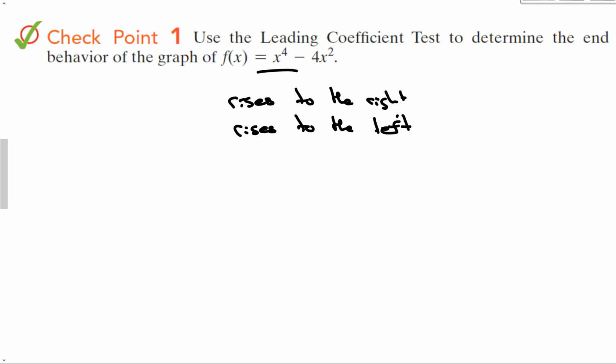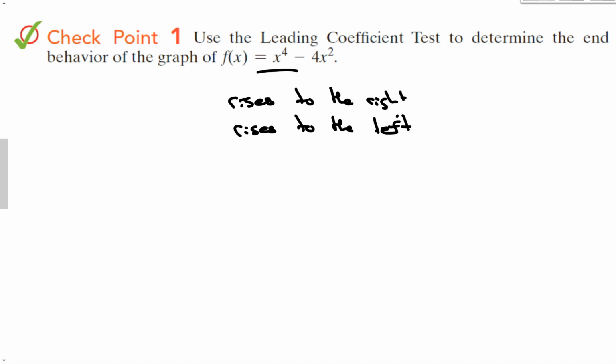If I want to use limit notation, I could say that the limit as x approaches negative infinity of my function is going to be infinity, and the limit as x approaches infinity of my function is also going to be infinity. Left, it goes up. Right, it goes up. Okay.